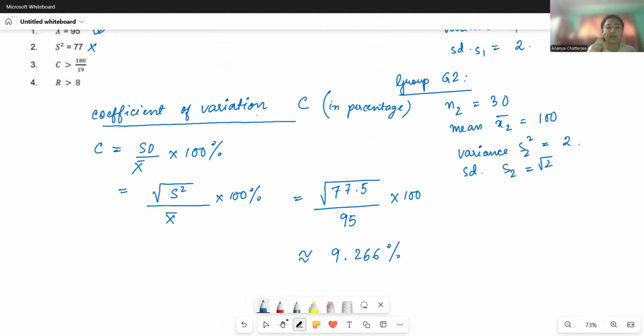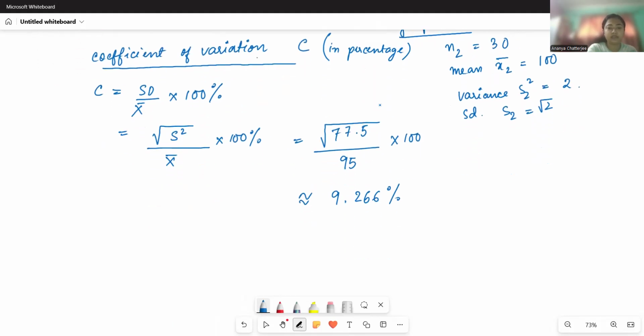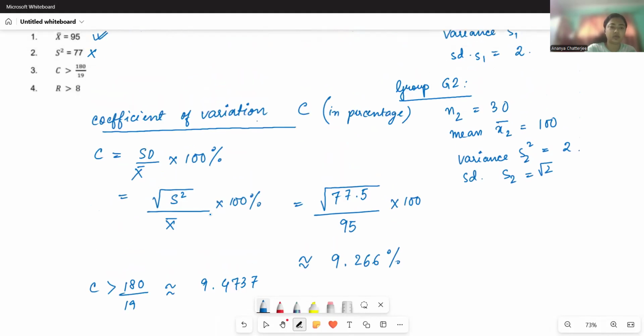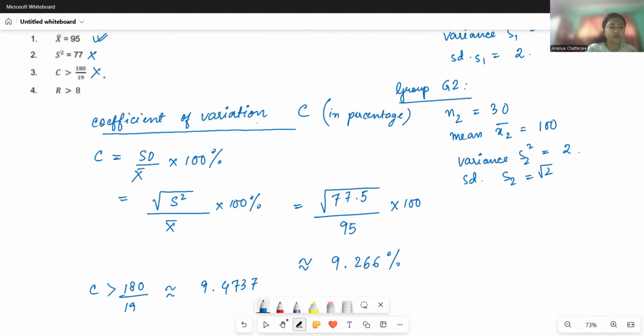But the statement here is given as C is greater than 180 by 19. Now what is 180 by 19? Correct? Now 180 by 19 is approximately equal to 9.4737. Okay. And here we get C as 9.26. So this statement is also false.